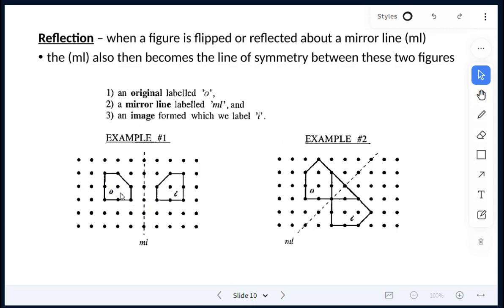So again, here, figure O is labeled. That's the original figure. There's our mirror line, and then we're going to reflect that, and that's our image. So again, you take each point over to the mirror line and the same distance to the other side. So for example, this point is 1, 2, 3 to the mirror line. So therefore 1, 2, 3 for that point. And you do that for each point, 1, 2, 3, 1, 2, 3, and then you would draw in your figure.